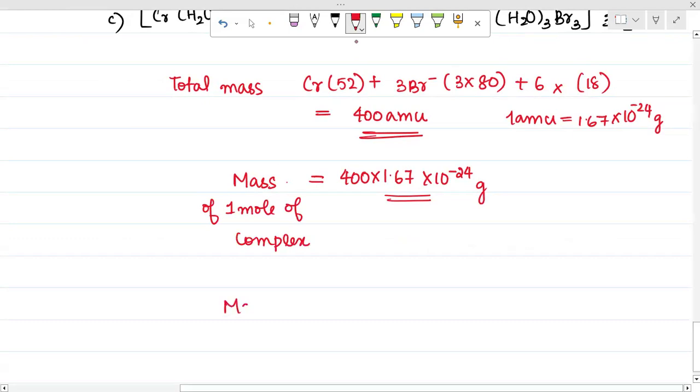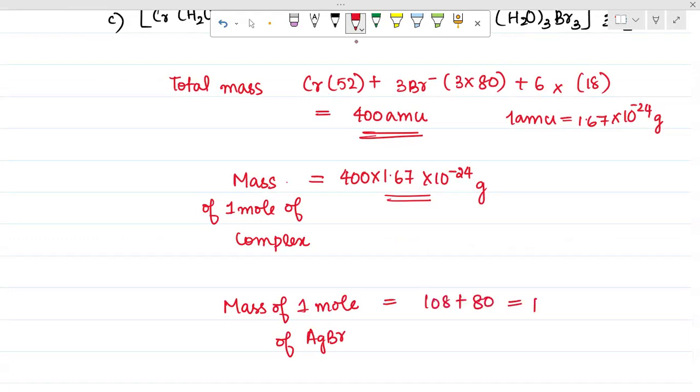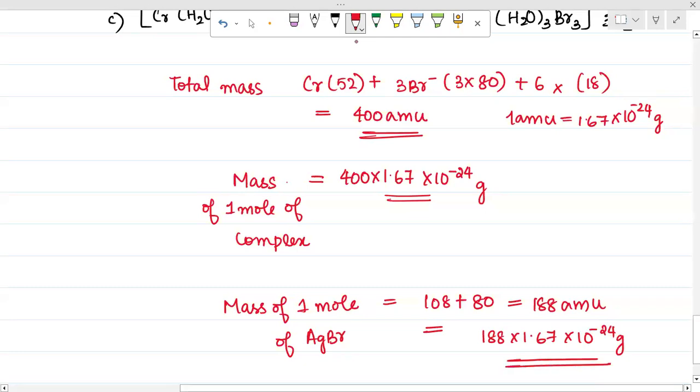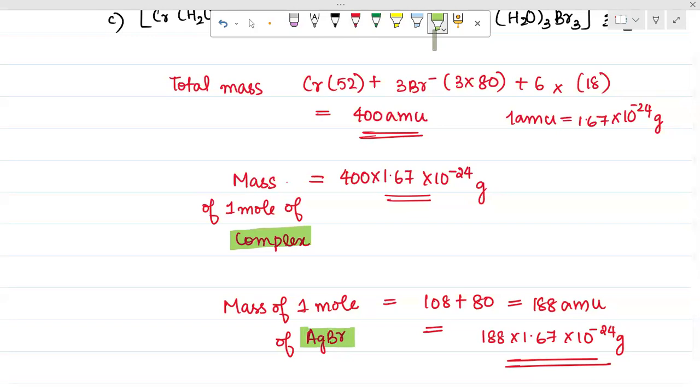Now, what is mass? The precipitate is AgBr, correct? Mass of 1 mole of AgBr. What will that be? Ag is 108, Br is 80. So that is equal to 188 AMU, or we can say that is equal to 188 into 1.67 into 10 to the power minus 24 grams. So this is the mass of the complex and this is the mass of the precipitate corresponding to 1 mole each.